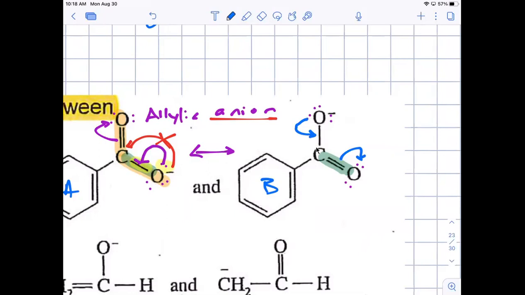So is that why the oxygen with the negative, the extra lone pair, donates? Yes. That's your donor, and it's adjacent to the acceptor, which is a CO pi bond. Are we okay? We following?